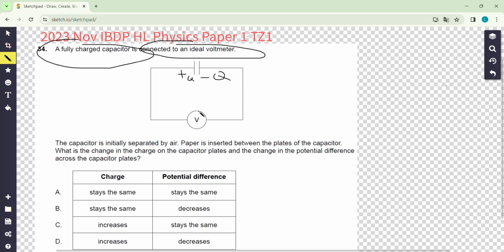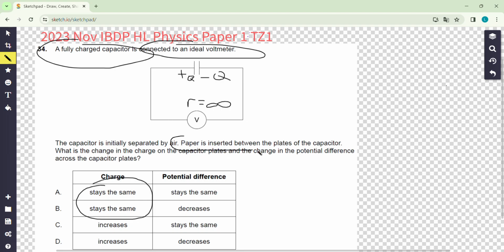Okay, remember the voltmeter has internal resistance nearly infinite, right? Ideal. So the charge cannot flow through it. So no matter what the change on the capacitor is, the charge will be the same. So the question is about potential difference. Okay, so what is the change?